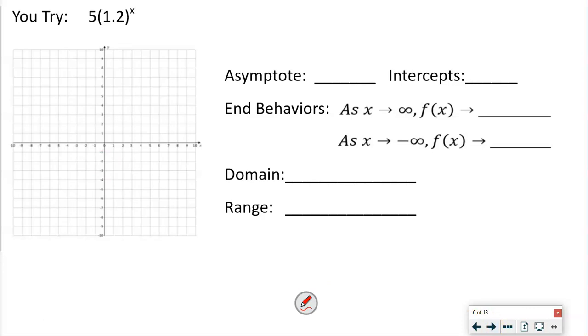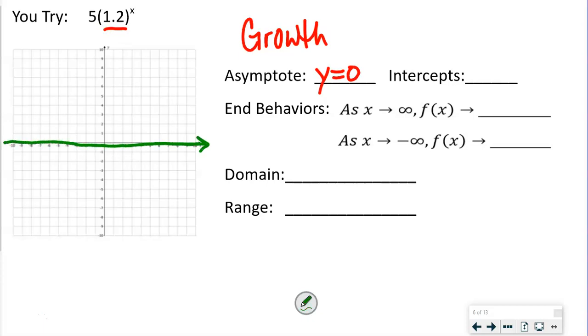So this one is again a growth because that's greater than 1. Our asymptote is still going to be y is equal to 0. So it's going to be right here like it's been all along, right? Hopefully by now you've noticed that all three of these, the asymptote was there. Now we're going to plot this point, (0, 5). That's going to be our intercept. That's going to be right there.